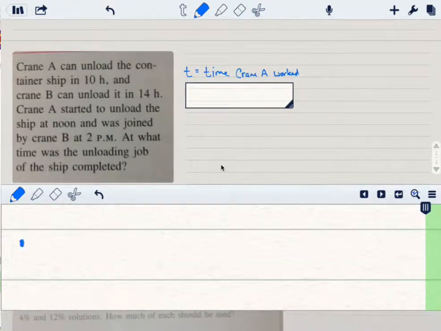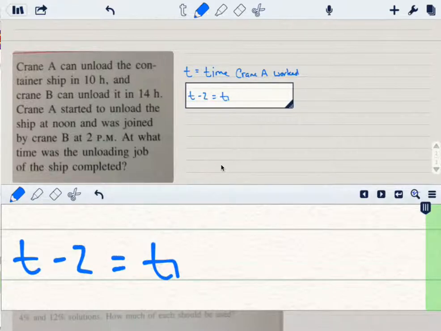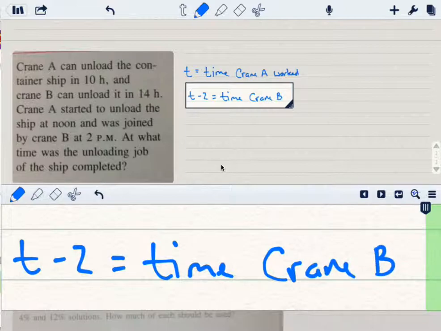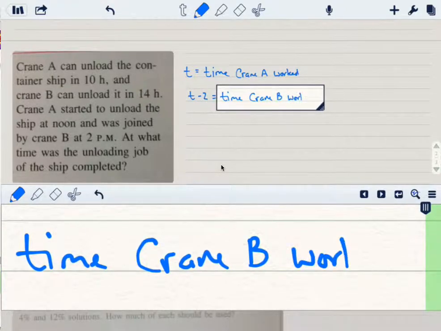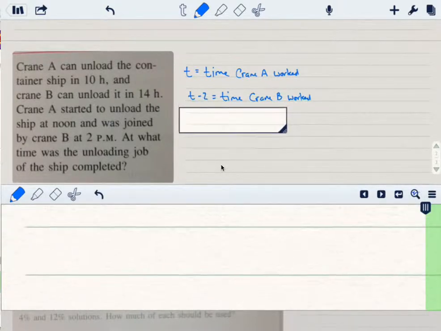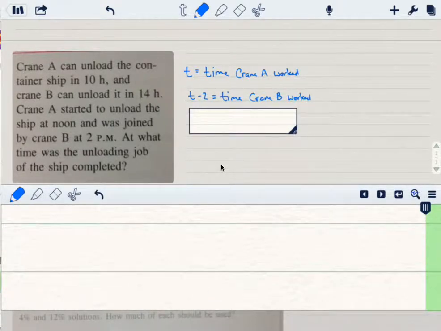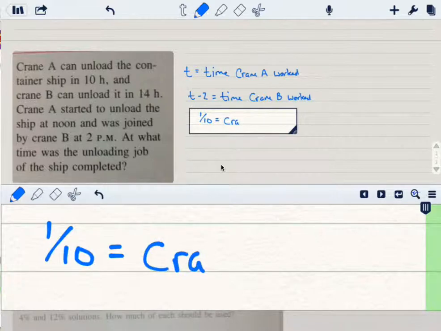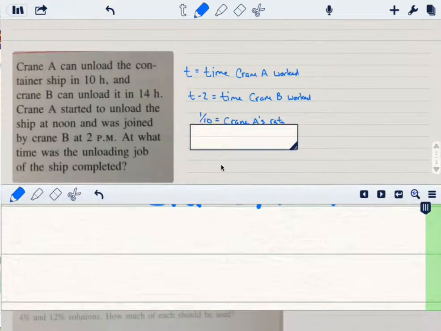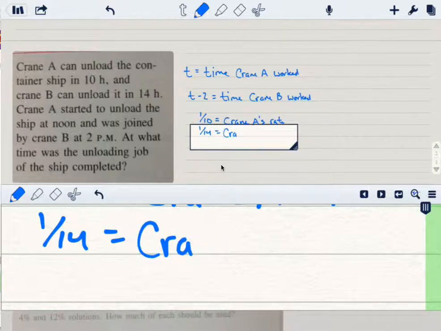Okay, that makes t minus 2 equal the time Crane B worked, because it started at 2 p.m. Crane A started at noon, so 2 less hours. Okay, so Crane A, 1 over 10, is equal to Crane A's rate, and 1 over 14 is equal to Crane B's rate.